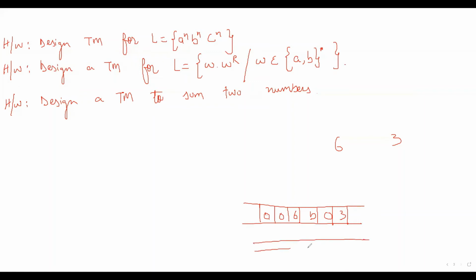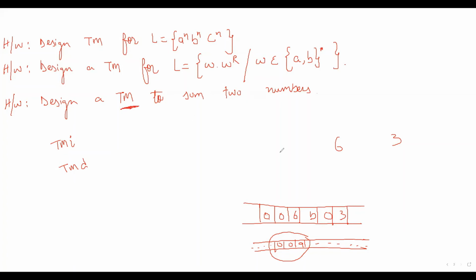The final answer should be at this location, it should be 009. We don't care about the other side, these cells. Whatever is there, we don't care. But here it should be 009. So design a Turing machine to sum two numbers. I will give you an idea how to add two numbers. You have already designed a Turing machine for incrementing and a Turing machine for decrementing. You will use these two Turing machines to design this Turing machine to sum two numbers.